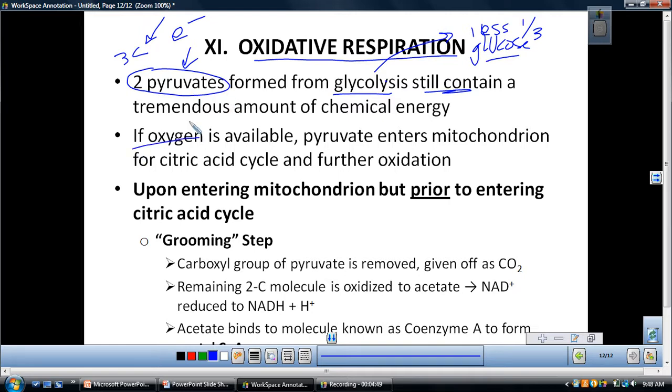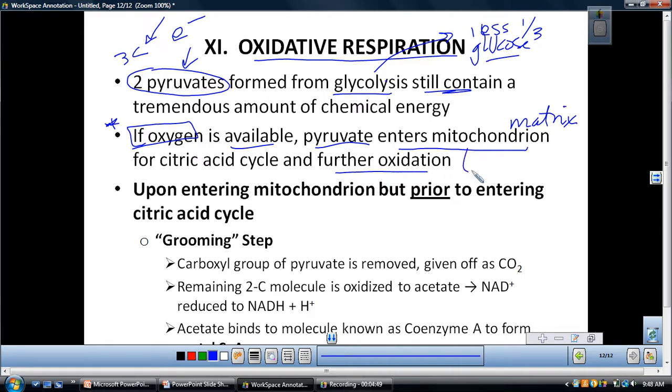So here's the big if: if oxygen is available in the mitochondria. Now, when would it not be available? If you were exercising vigorously, and we're going to talk about that later in this unit. But under normal conditions, if plenty of oxygen is available inside the mitochondria, those pyruvates or pyruvic acids will enter into the mitochondria, will go into the matrix area, and will be further oxidized.